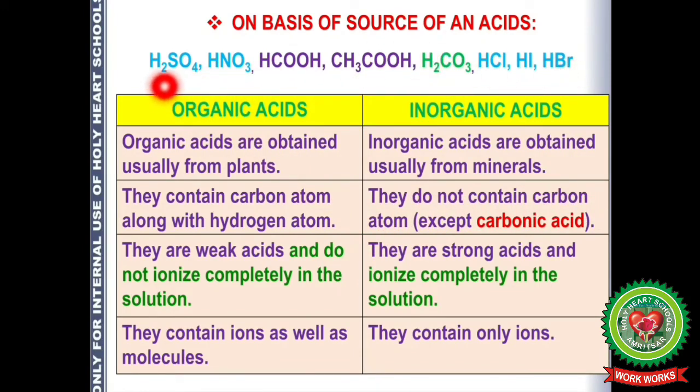We can see these examples up here. H2SO4, HNO3, HCOOH, CH3COOH, H2CO3, HCl, HI, HBr. Now in these examples, the acids that contain carbon, that means formic acid and acetic acid, are organic acids. The acids that do not contain carbon are known as inorganic acids, and they are obtained from minerals.